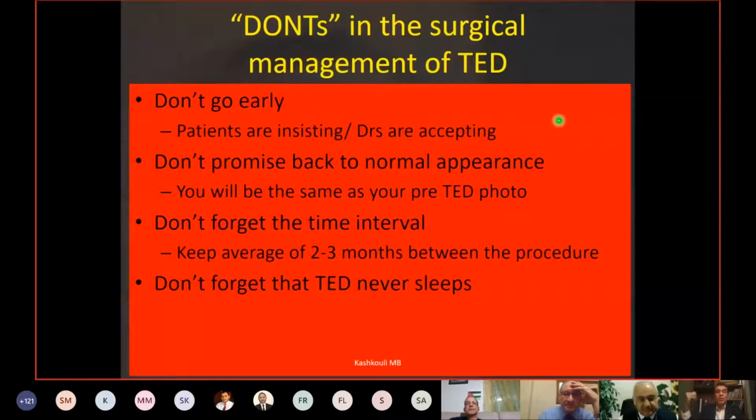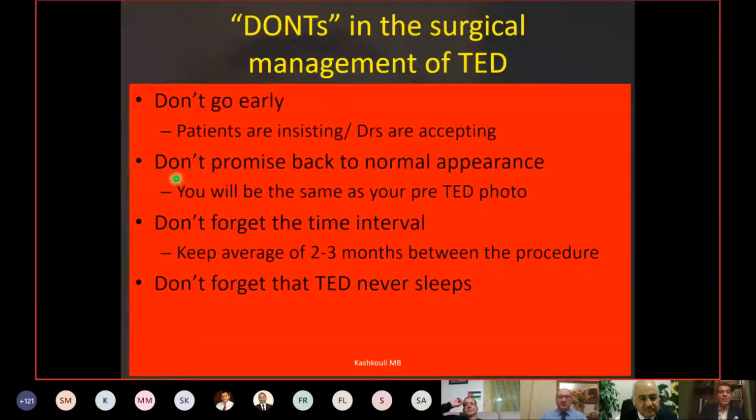But remember, if we are going to do any surgery, especially cosmetically, there are 4 don'ts we should remember. Do not go early. This is what they are insisting. They are young, usually ladies, coming and insisting on cosmetic surgery. Why? Because they think if they do surgery, they will be back to normal, to where they were.